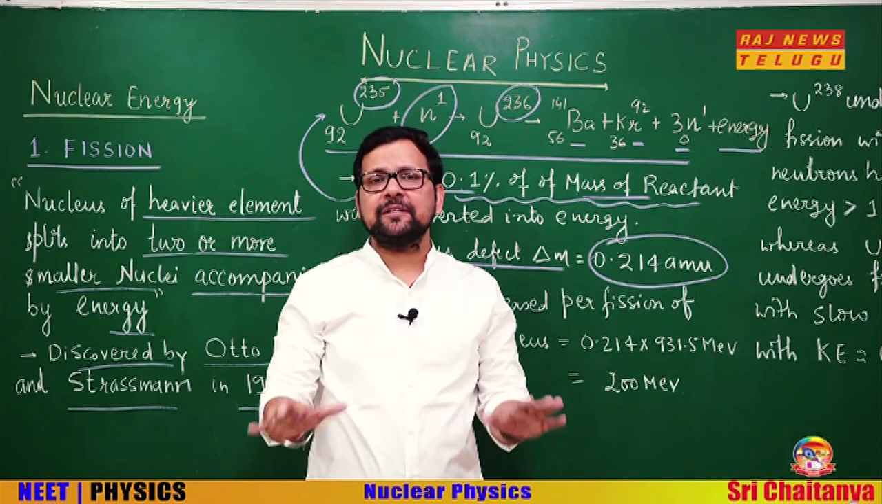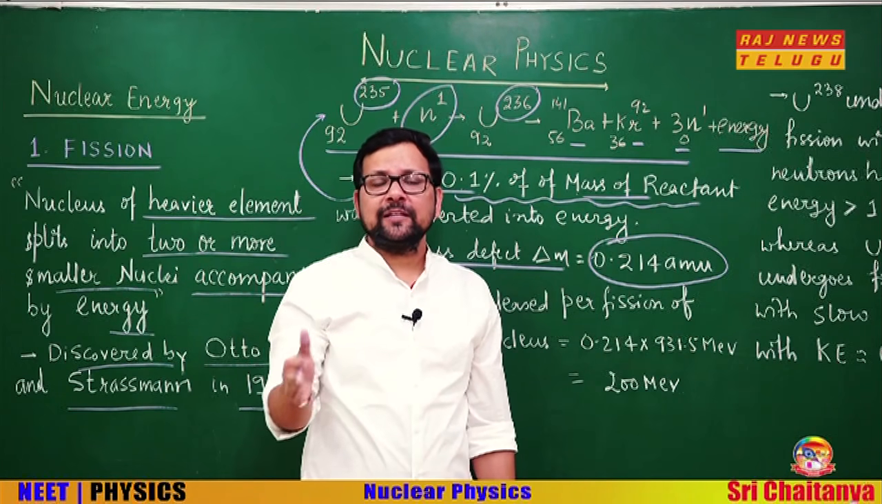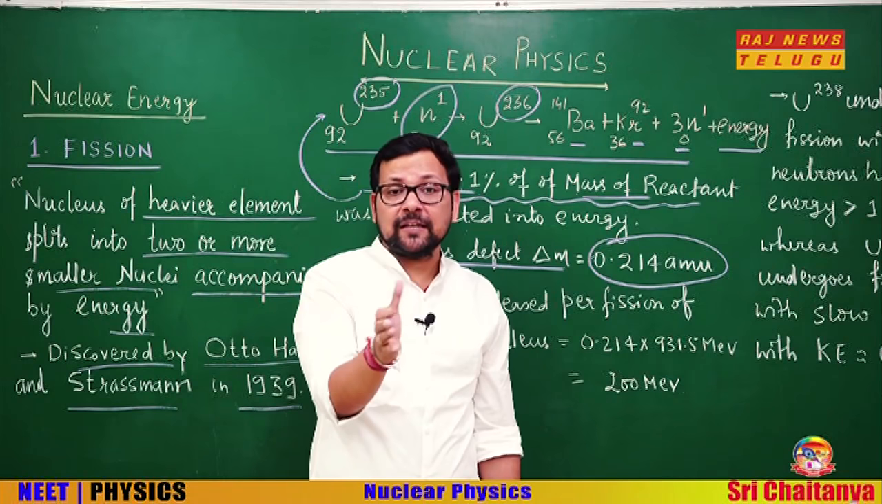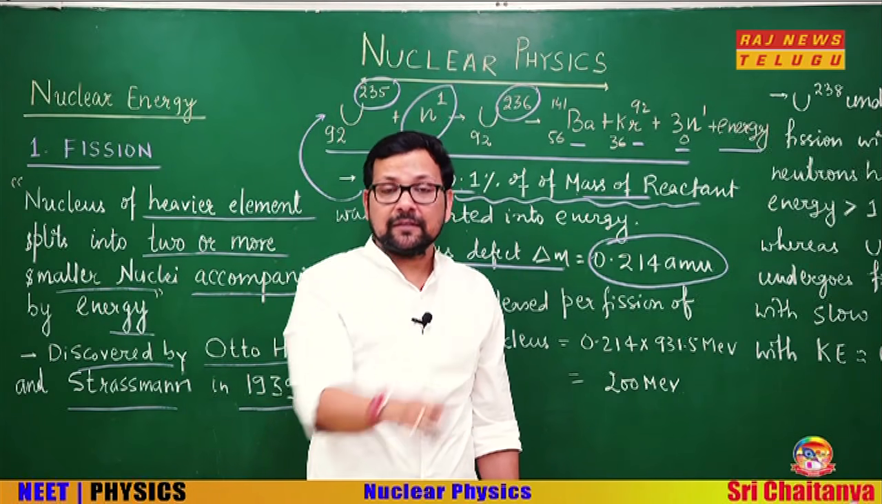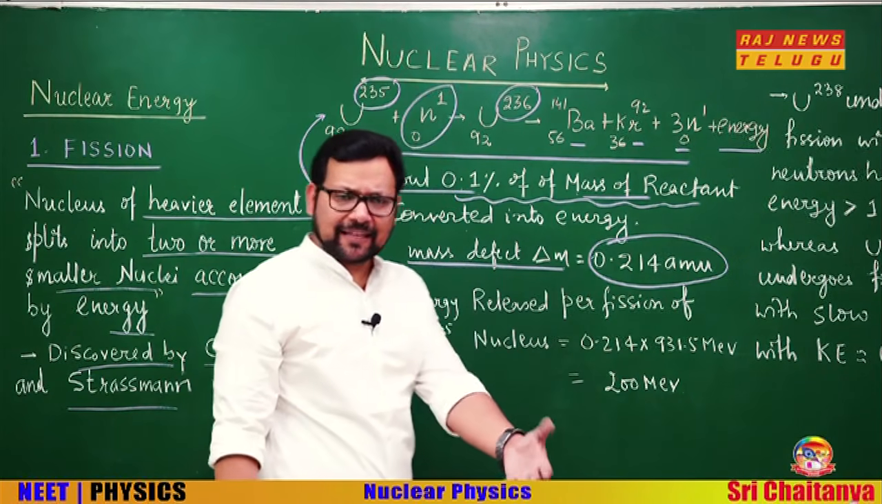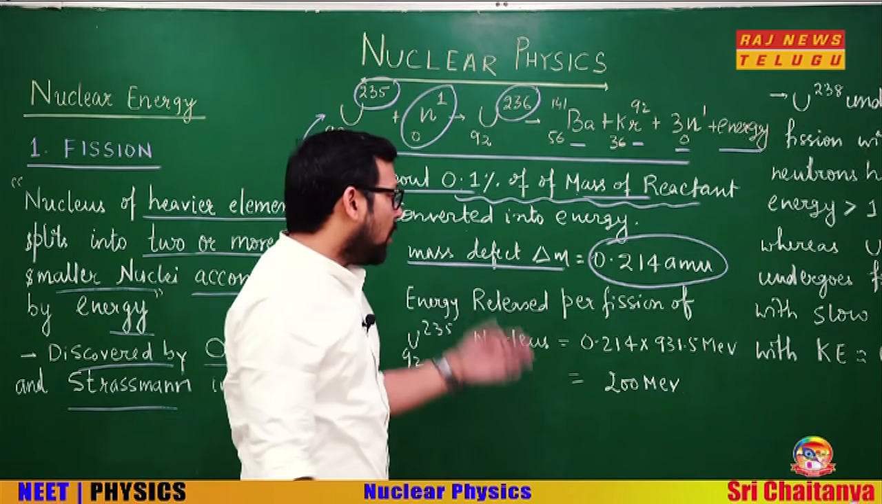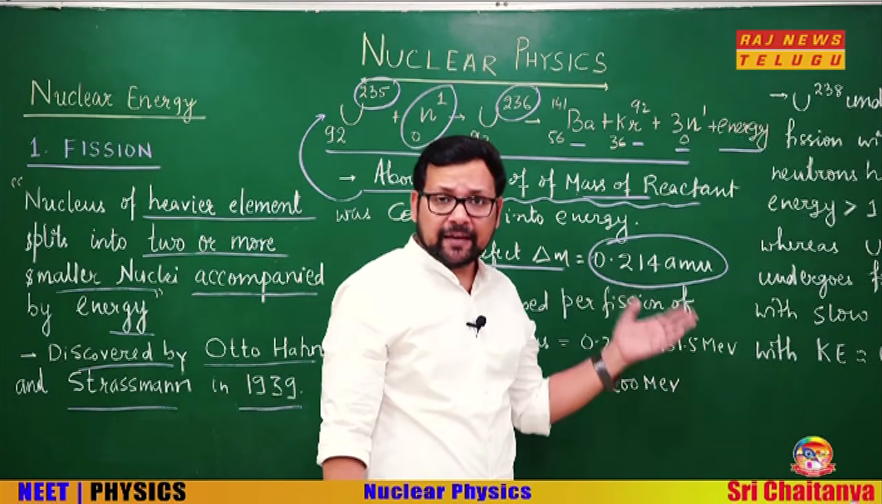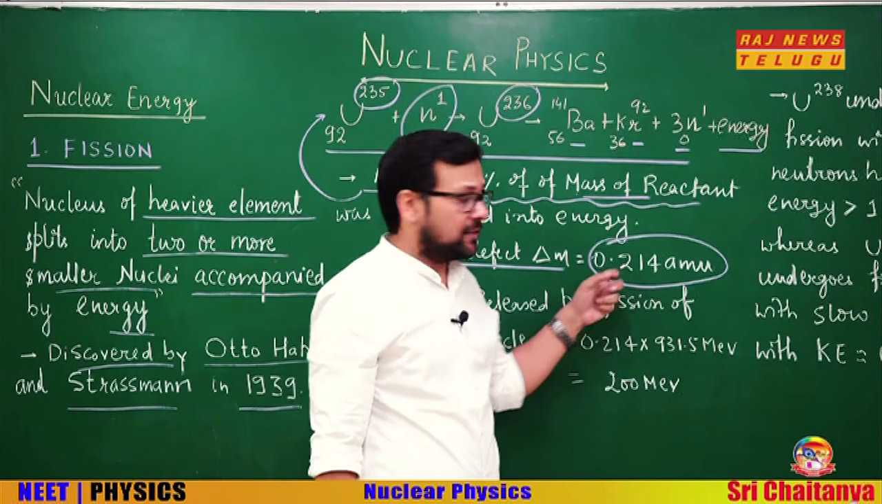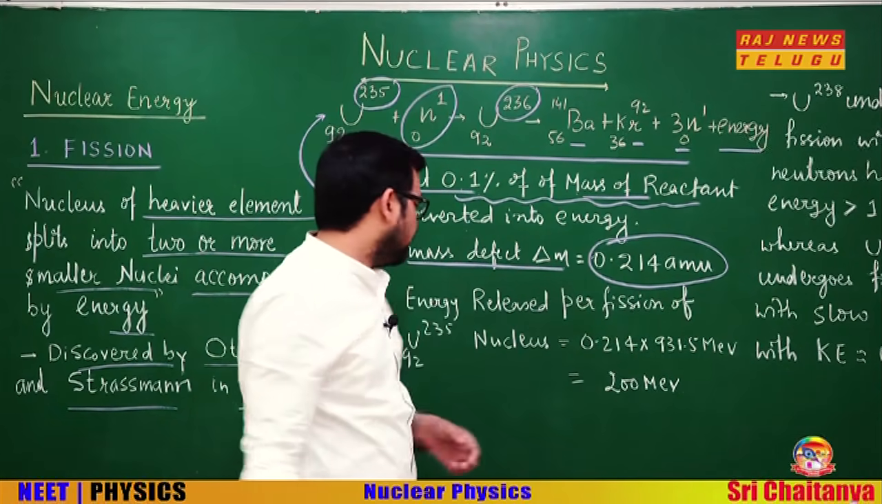A simple question can be asked. In the fission of uranium-236 into barium and krypton, what was the mass defect? They can ask you in percentage, with four options like 0.1, 0.2, and so on, or they might ask you in terms of AMU also. So this data is important: 0.214 AMU.